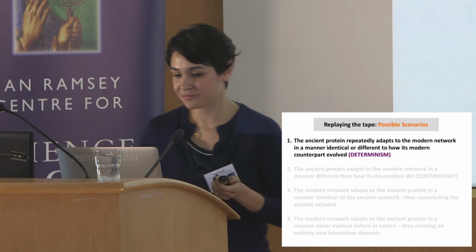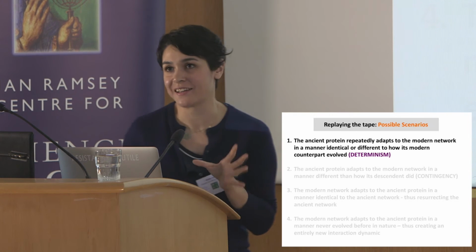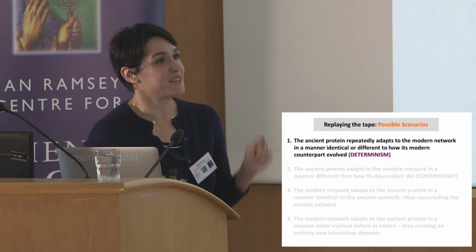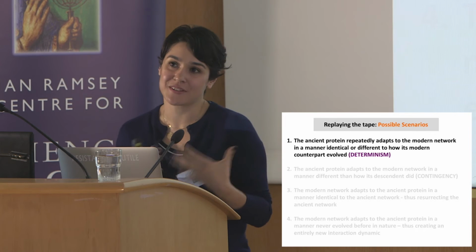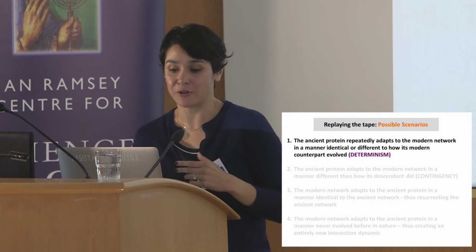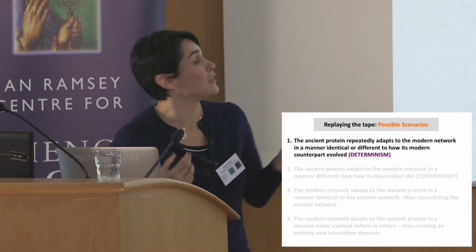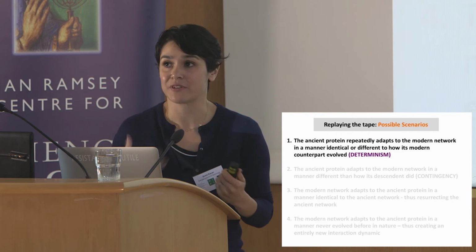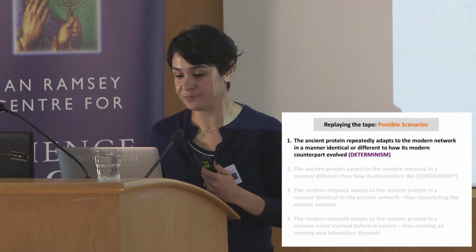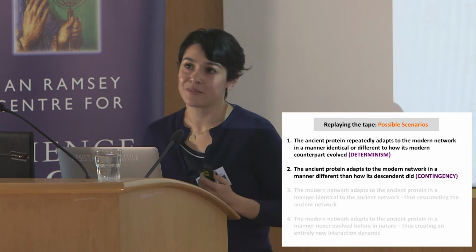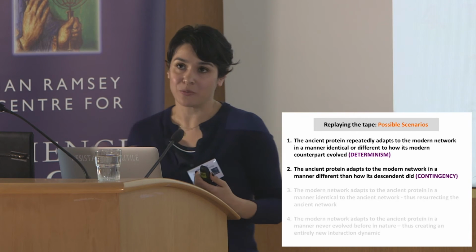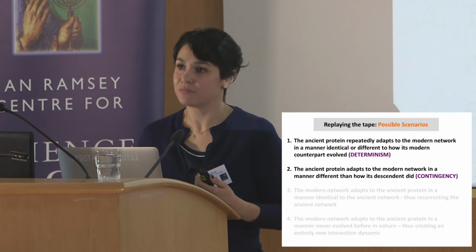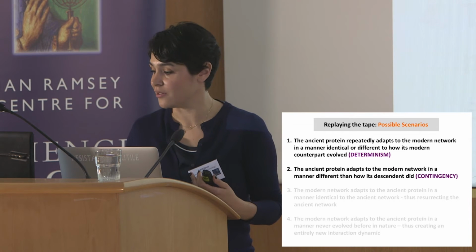And this is the one slide that I can never show in actual science conferences, so I'm very excited to present it here. There were possible scenarios for this synthetic organism to evolve in different ways. One is that, very determined, the ancient protein will adapt to the conditions of modern life exactly like the modern gene will do. Or the ancient protein will adapt in a manner that is completely different than how its descendant did, which would make us think that it's maybe more contingent than we think.